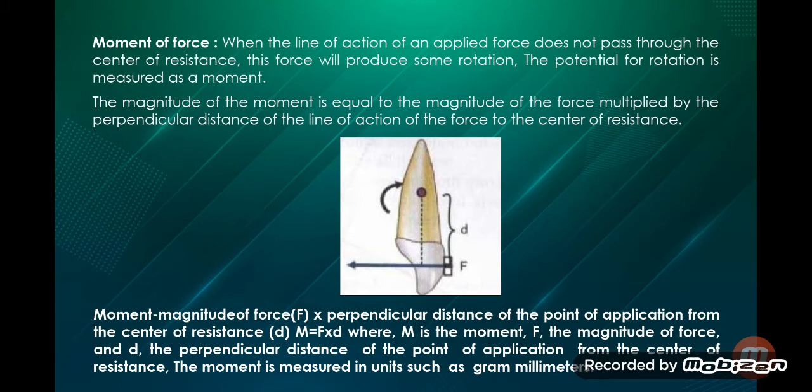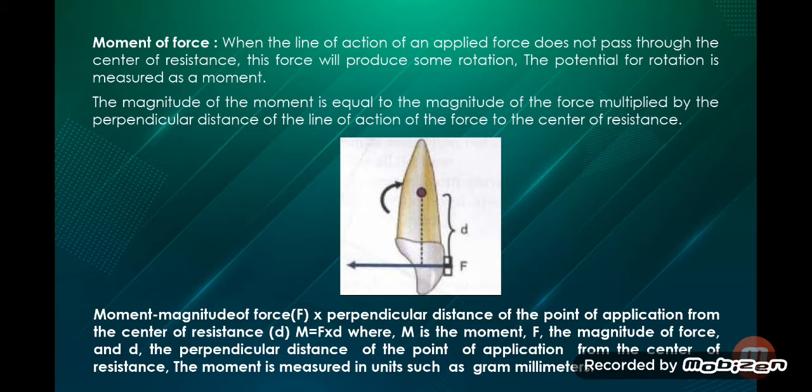Moment of force. When the line of action of the applied force does not pass through the center of resistance, the force will produce some rotation. The potential for rotation is measured as a moment. The magnitude of the moment is equal to the magnitude of the force multiplied by the perpendicular distance of the line of action of the force to the center of resistance.